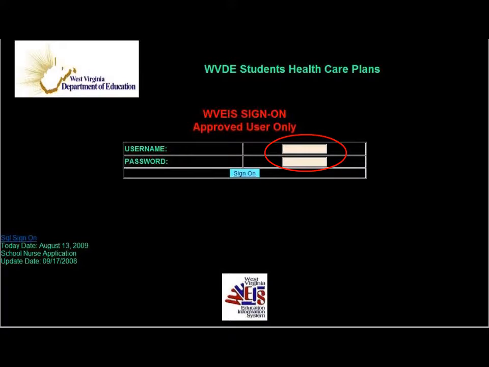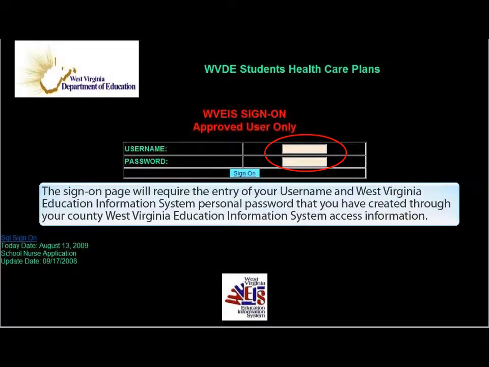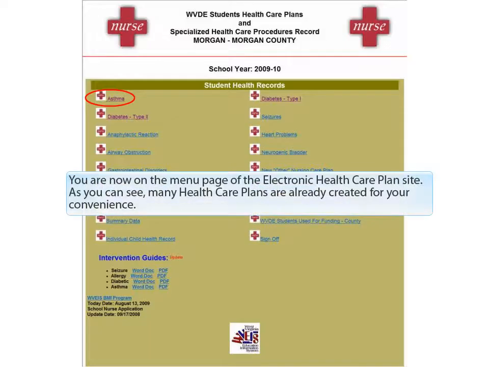The sign-on page will require the entry of your username and West Virginia Education Information System personal password that you have created through your county West Virginia Education Information System access information. You are now on the menu page of the Electronic Healthcare Plan site. As you can see, many healthcare plans are already created for your convenience.